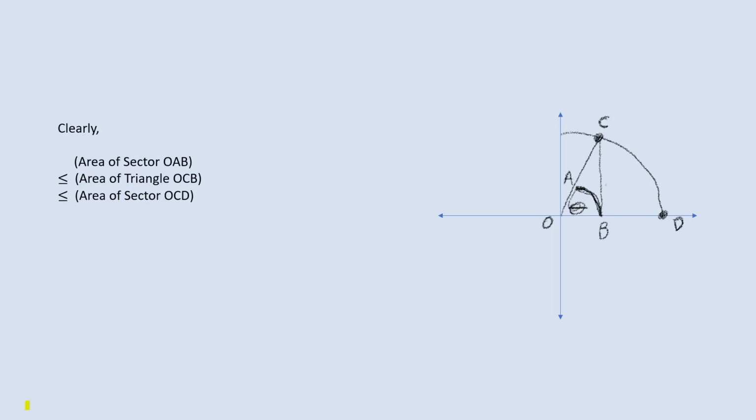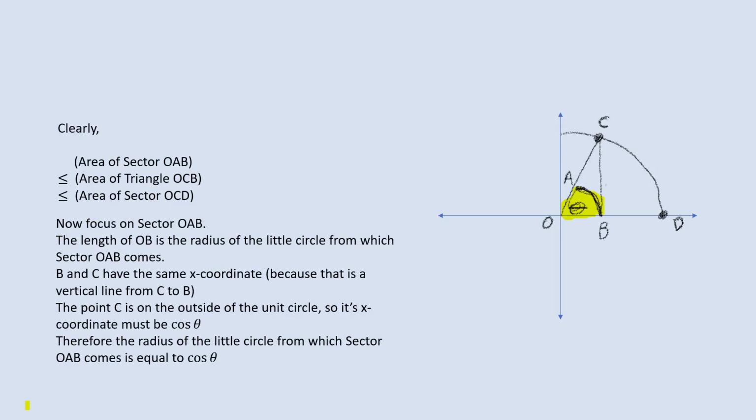Okay, so now that we have that set down, just to re-emphasize what we're saying, we're going to focus on that smallest sector. Now, the length of OB is the radius of that little circle from which sector OAB comes. So in other words, OB is just that little tiny piece. Now, we know that B and C have the same x-coordinate because they're equally far along on the x-axis. Now, point C is on the outside of a unit circle. Well, we know the x-coordinate on the outside of a unit circle has to be cos theta.